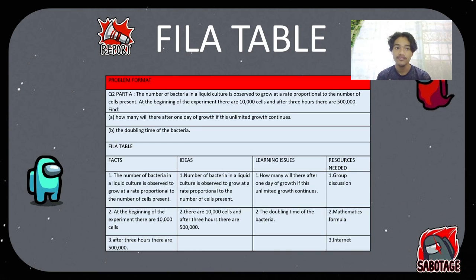And second, ideas. First one, the number of bacteria in a liquid culture is observed to grow at a rate proportional to the number of cells present. Number 2, there are 10,000 cells, and after 3 hours there are 500,000. After that, learning issues. Number 1, how many will there be after 1 day of growth if this unlimited growth continues? Number 2, the doubling time of the bacteria. And the last section is resources needed. First, group discussion. Second, mathematical formula, and third one is internet.